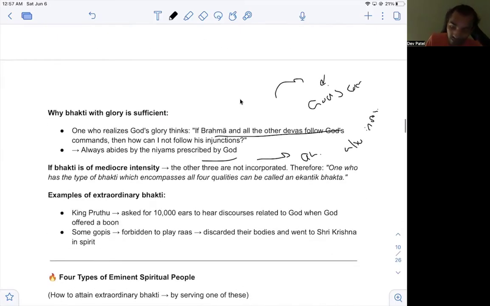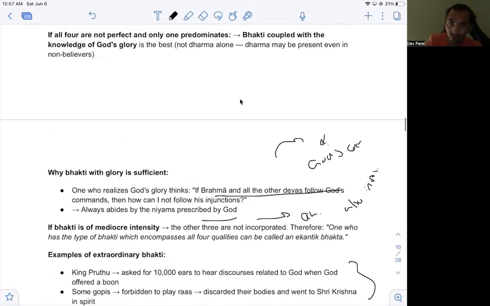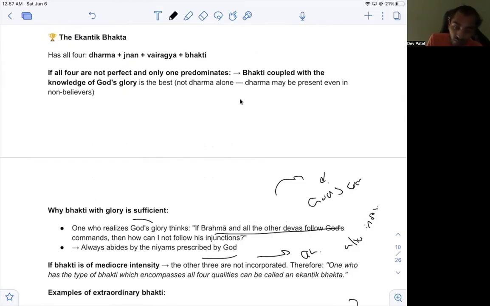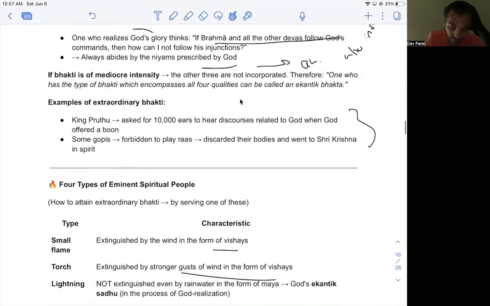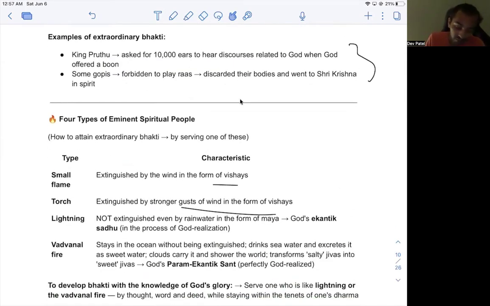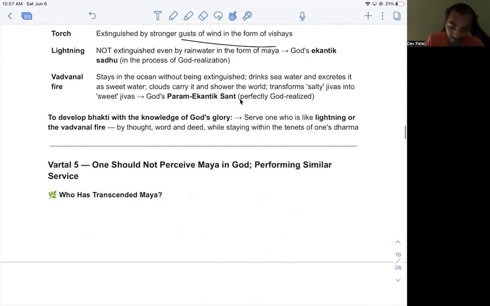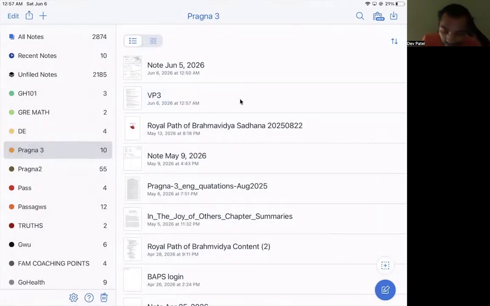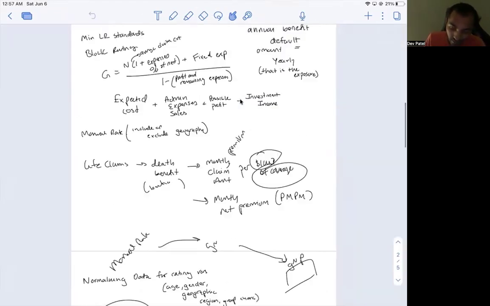Now we have examples of exploding bhaktis, which is the only thing you need out of these four, even though all four are essential. If you just have bhakti plus understanding of the glory of God, then you have these characteristics. And we have four types: small flame, torch, lightning, on fire. We'll go over them quickly, just at a high level.